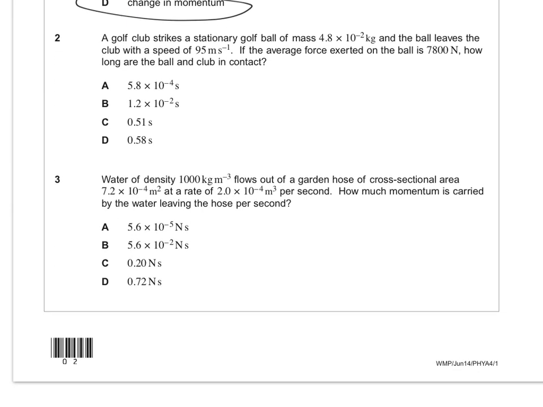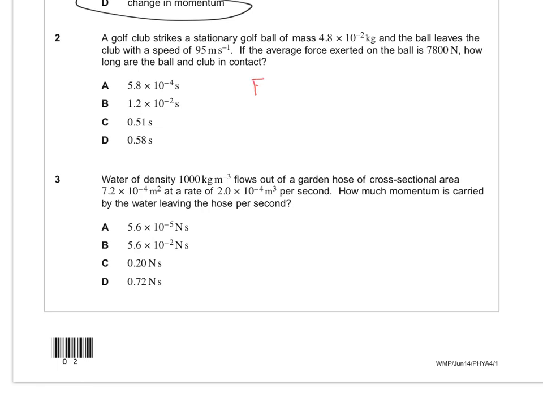A golf club strikes a stationary golf ball of mass 4.8 times 10 to the minus 2 kilos, and the ball leaves with a speed of 95. If the average force exerted is 7,800, how long are the ball and club in contact?